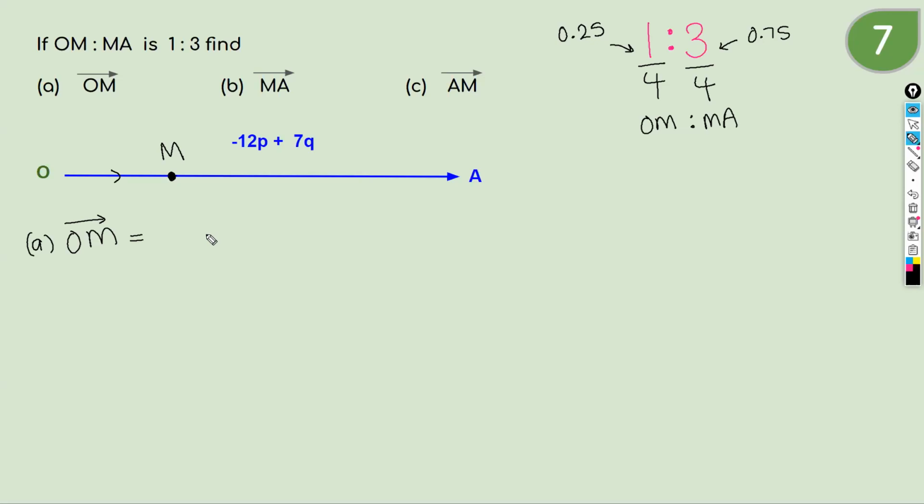So the entire value is minus 12p plus 7q. We have to find a quarter of this. How do you find a quarter of something? You multiply it by a quarter. So we multiply everything here by 0.25. Let's see what we get. We're going to get minus 3p, and a quarter of 7 is 1.75q. How many people had that? If you had it in fraction form, it's not a problem. If you have 1 3/4, even as an improper fraction, it's still correct. So we have the value of OM.